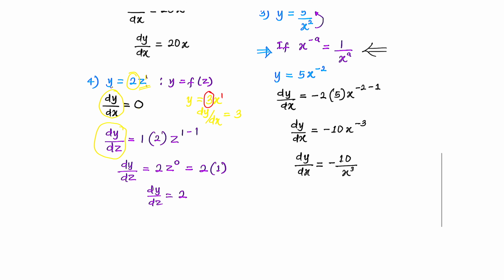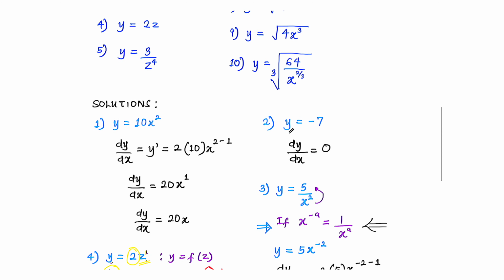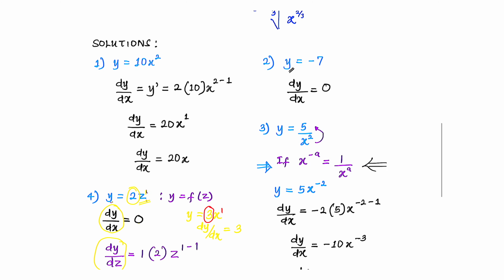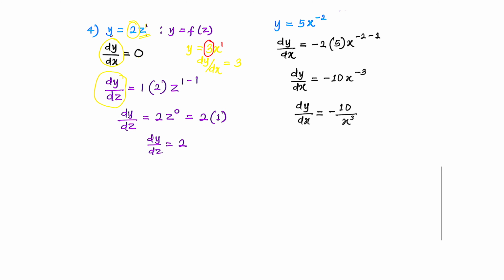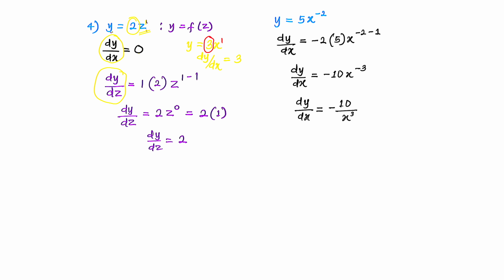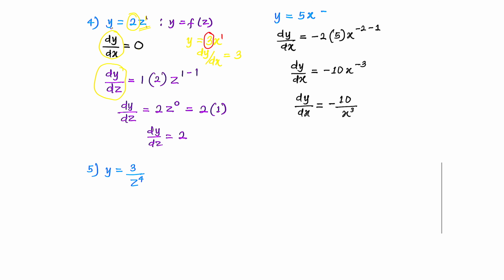Next question, question 5. Question 5 says y equals 3 divided by z raised to power 4. First, we can take the derivative of this function with respect to x. That will be equal to 0 because this function has no x. So all of these values are treated as a constant. So that's 0.